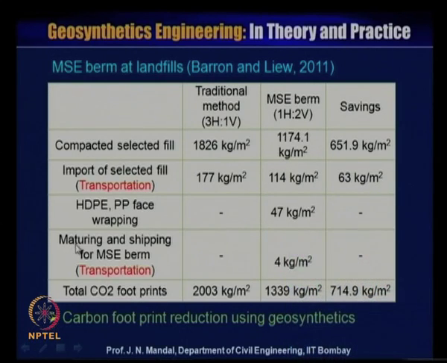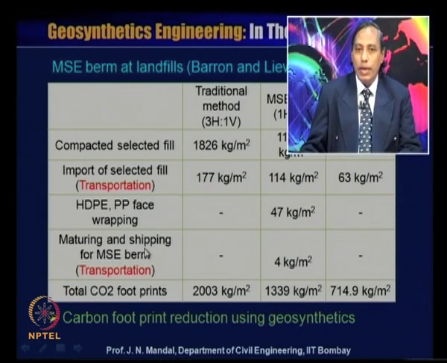If you consider manufacturing and shipping for mechanically stabilized earth berm, sometimes you require to transport this kind of material to the site, that means high density polyethylene or polypropylene or the geogrid material or the geotextile material on the site, you require transportation. This is very light material compared to the soil. So for mechanically stabilized earth berm you require only 4 kg per meter square.